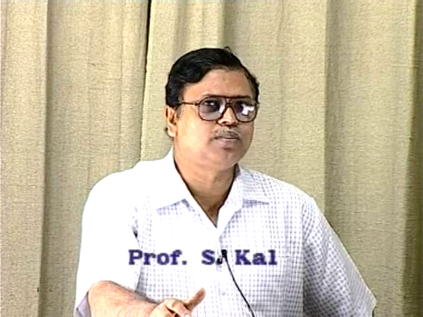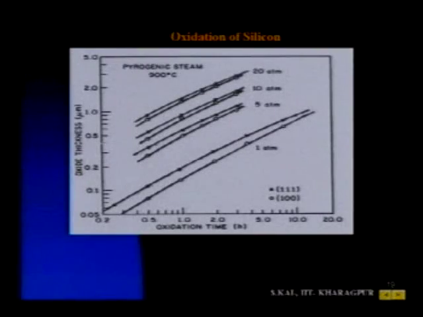So, by now we have already learned how the oxide growth takes place and the kinetics of oxide growth. Now, we will discuss some of the results based on the kinetics of oxide growth. That means the dry oxidation and wet oxidation. In dry oxidation the oxidation species is the oxygen only, and in wet oxidation the species are oxygen and H2O molecules.